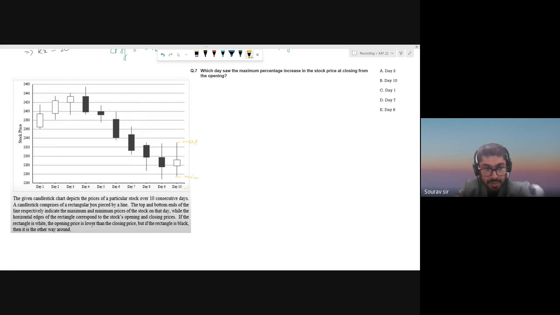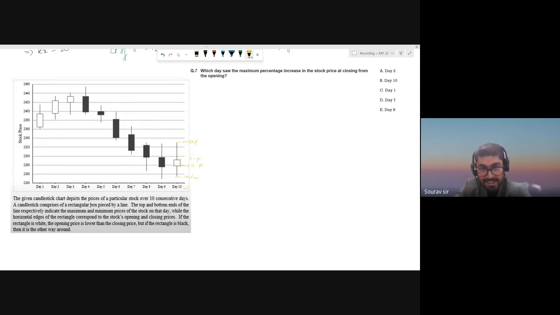If the rectangle is white, the opening price is lower than the closing price. So this is a white rectangle. That means this point would be your opening price. And since the opening price is lower, that means when the day's trading ends, the stock closes at a price higher than the opening price. It might not attain the maximum. It can be, but it also might not be, right? So this is the closing price.